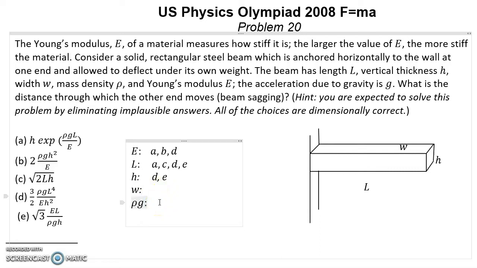And rho and g. Let's check rho g. If we increase rho and g, deflection will increase. So it means that A is good, B is good, C no good, D good, and E is not good. So analyzing all these answers, we can see that only D is correct. It's included in all of them. So D is the correct answer.